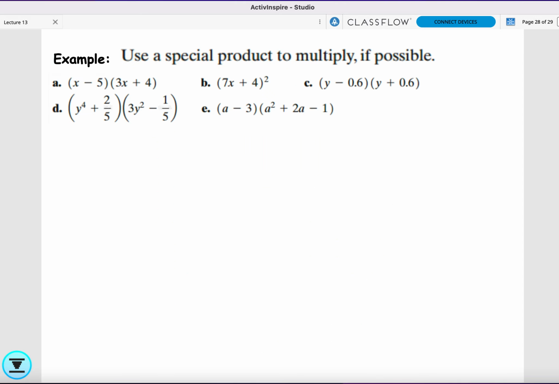Use a special product to multiply if possible. So for A, you just use FOIL here, or the box method. So x times 3x is 3x squared. x times 4 is 4x. Negative 5 times 3x is negative 15x. Negative 5 times 4 is negative 20. Combine your like terms, so then we get 3x squared minus 11x minus 20.